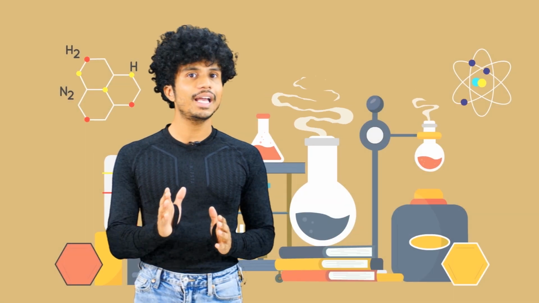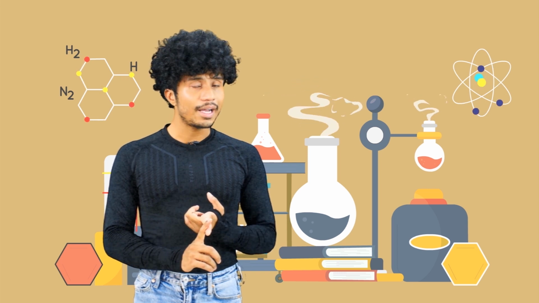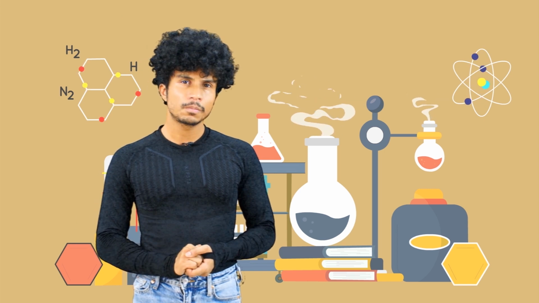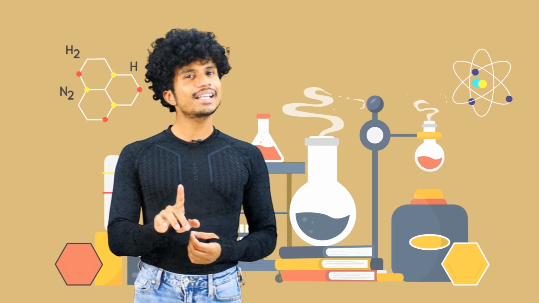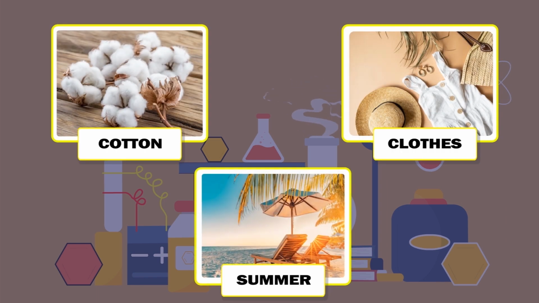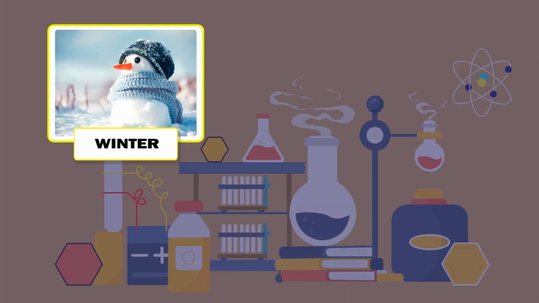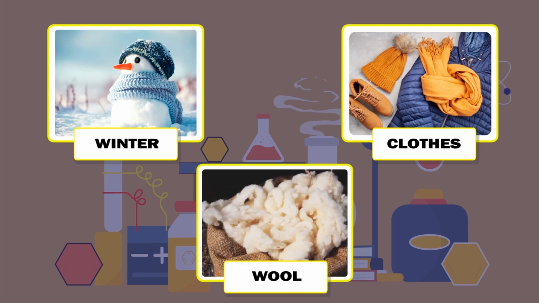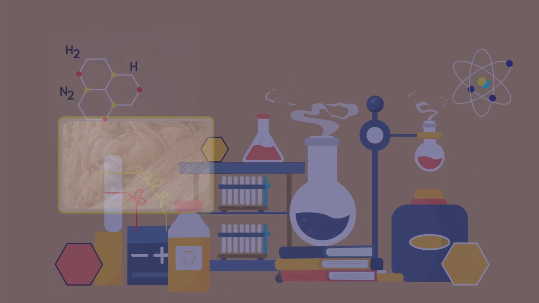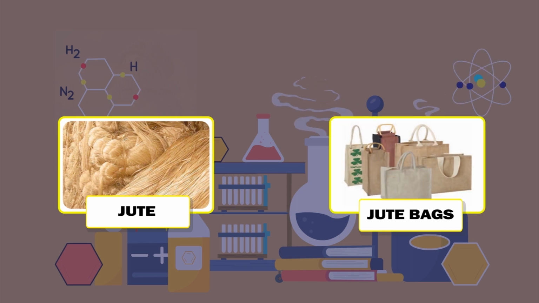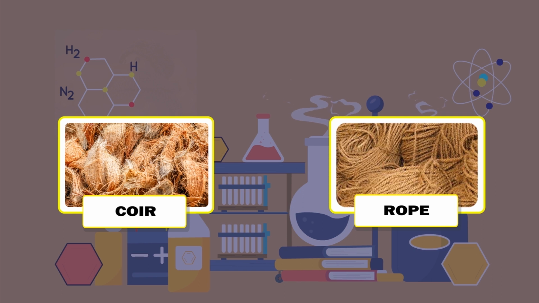Now, can someone give me an example of fiber and an article that it is made up of? I'll give you a minute. Well, let's take the example of cotton. Cotton is used to make lighter clothes during summer because we need to stay breezy and cool. Whereas in winters, we use warmer clothes which are heavier, so we use wool. Jute, on the other hand, is used to make bags like tote bags and vegetable bags, whereas coir is used to make ropes.